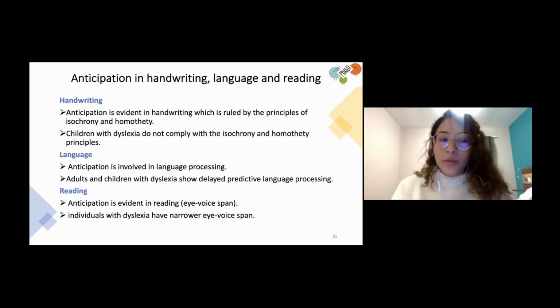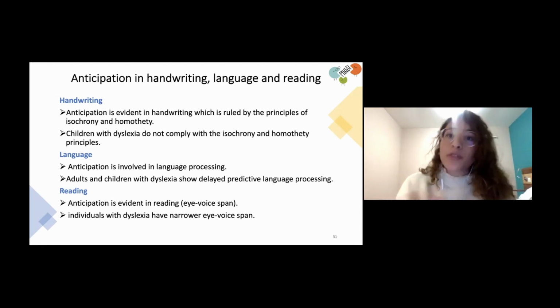We've shown that individuals, particularly children with dyslexia, do not comply with the rhythmic principles of handwriting. We showed that language also involves anticipation, especially in language processing, in which we're able to predict things or words that will come in the sentence before we even hear them. And we've shown that adults and children with dyslexia seem to be delayed in terms of their predictive language processes. So they can predict, but they're much more delayed compared to typical individuals.